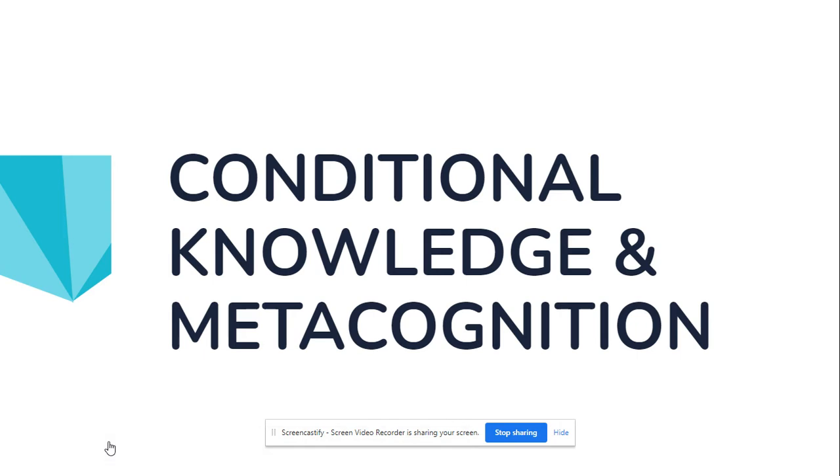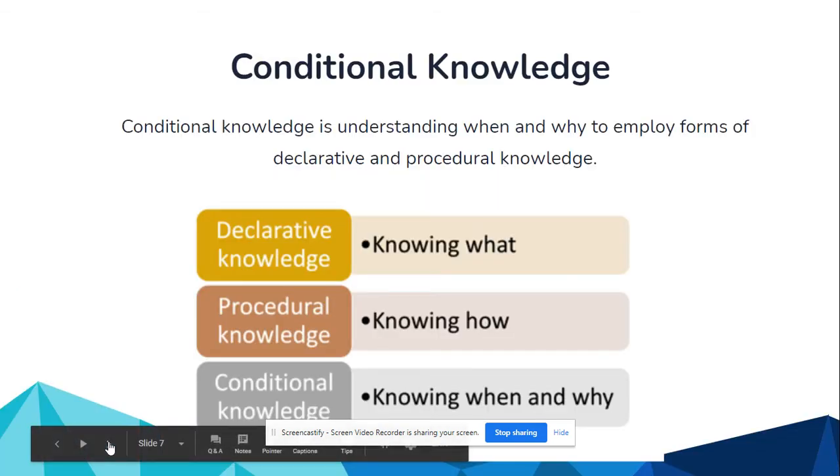Conditional knowledge and metacognition. Some challenges with information processing theories is that they primarily describe learning rather than explaining it. So we need an explanation for why the system processes information. So this is where we look at conditional knowledge. Conditional knowledge is understanding when and why to employ forms of declarative and procedural knowledge. It helps students select and use these types of knowledge to fit task goals.